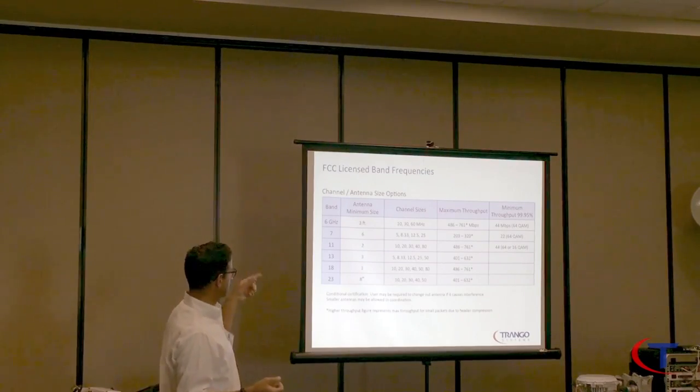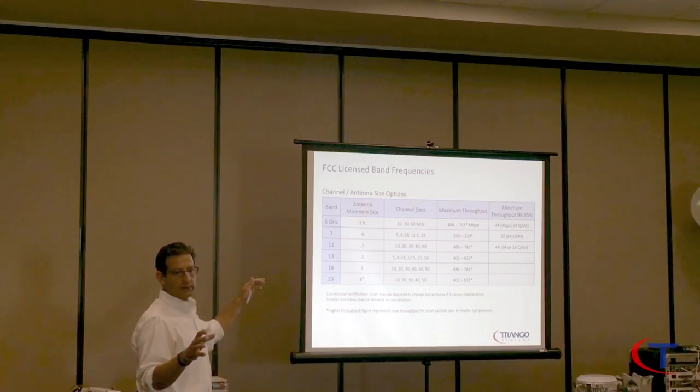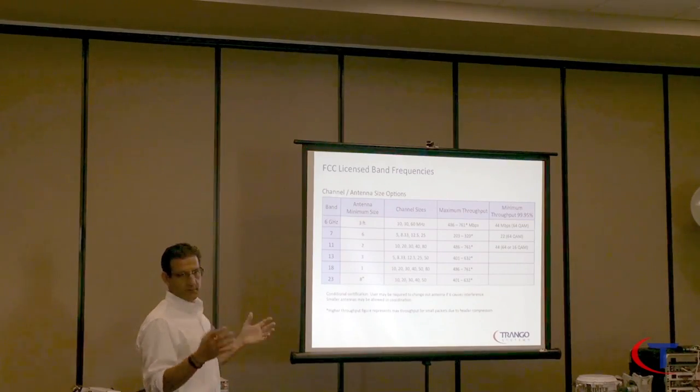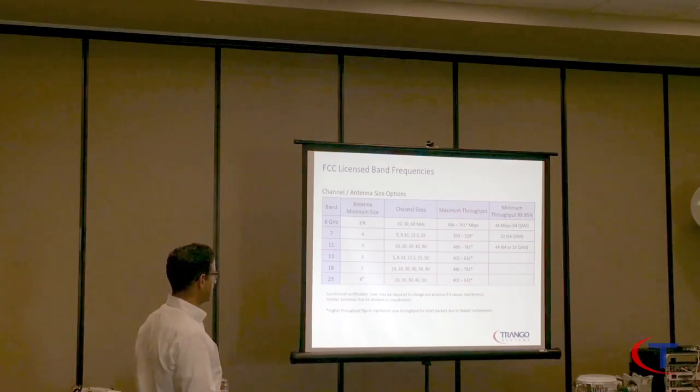Same with 6 and 23. 18 gig, one subband, pretty awesome, doesn't matter. One set of radios can be held as spares for multiple 18 gig links.